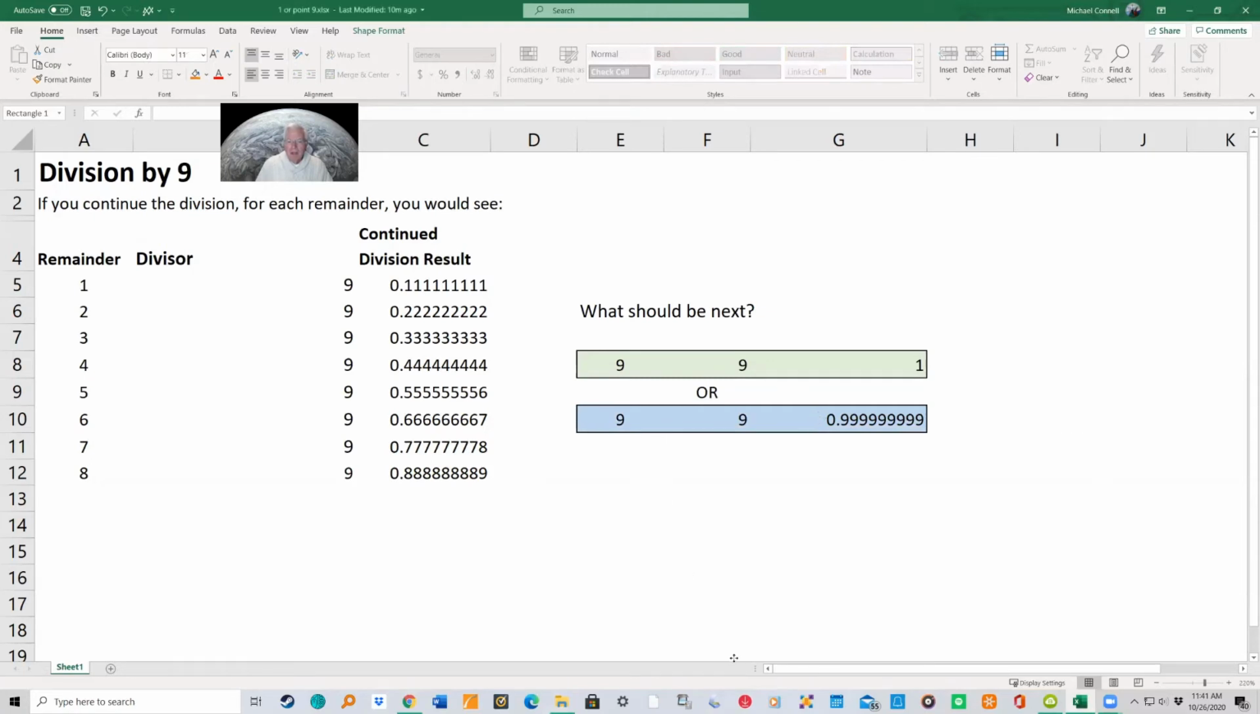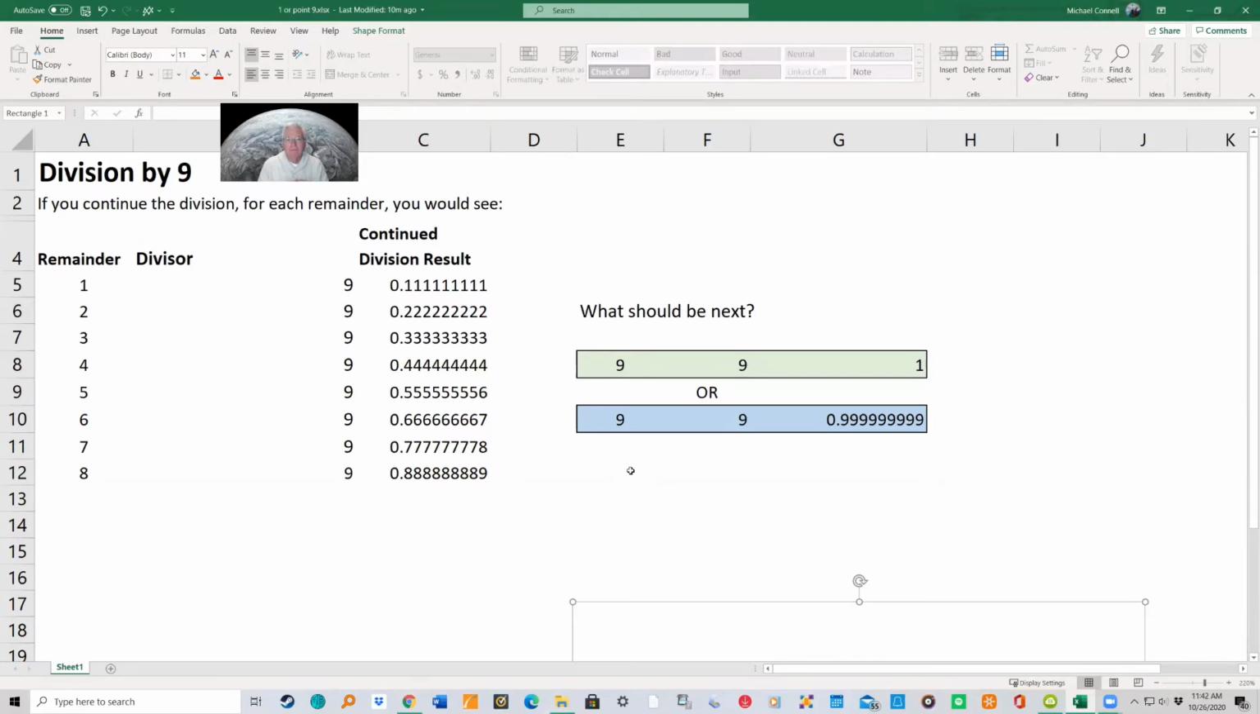Just building on the pattern that we've seen, where we've seen that 8 is 0.8 repeated forever, 7 is 0.7 repeated forever, and so on, it would make perfect sense to ask ourselves, well, okay, 9 should be 0.9 repeated forever. So we've got these two possibilities here. 9 divided by 9 is either 1, or it's 0.9 repeated forever, and they both could be defended from one form or another.